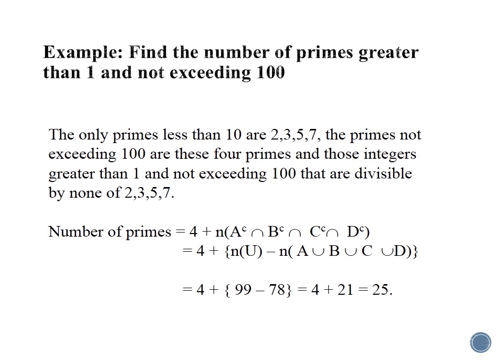Then the number of primes equals these 4 numbers plus the cardinality of A complement intersection B complement intersection C complement intersection D complement. We know by De Morgan's law that this is the same as the cardinality of A union B union C union D whole complement, that is the same as the cardinality of universal set minus cardinality of A union B union C union D, which gives the answer as 25.